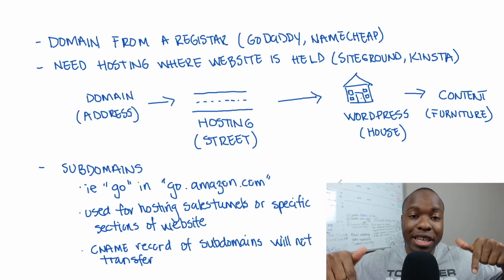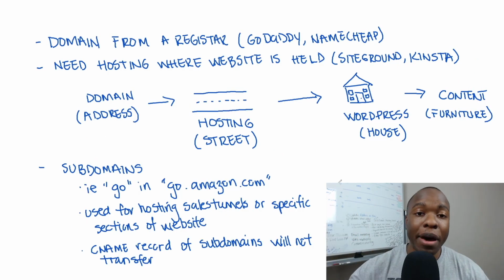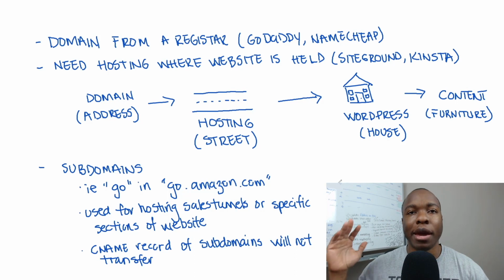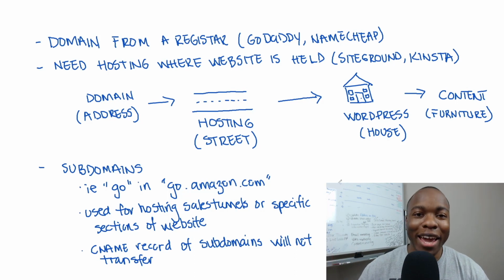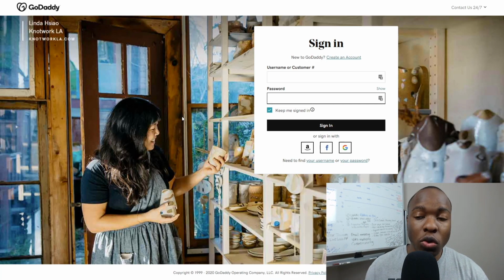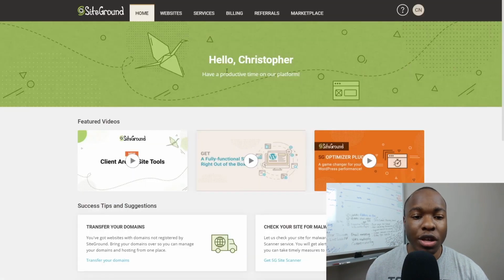Before we get into the tutorial, I'll show you step by step how to do it. I'm going to use a sample domain and walk you through the whole thing: transferring your domain, pointing your domain, whatever they call it, over to your new hosting. Like I said, we're going to be using GoDaddy as the example, and we're going to be transferring over to Siteground. Siteground is what I've been using.